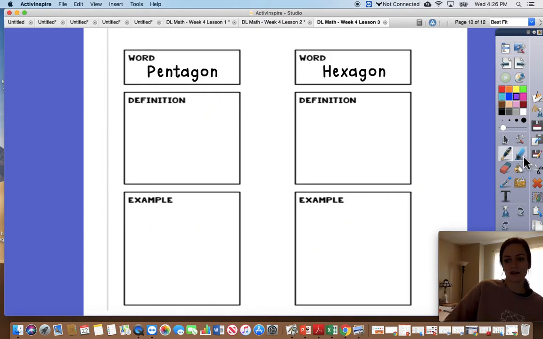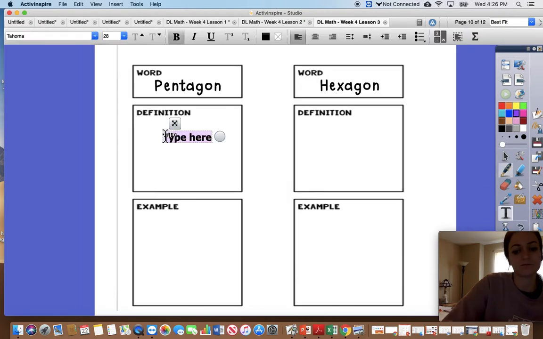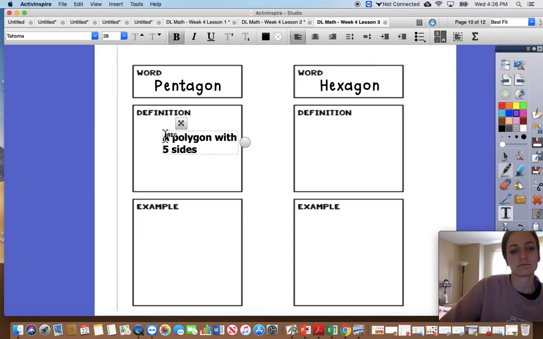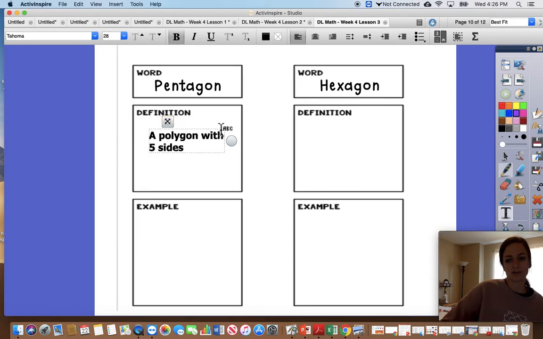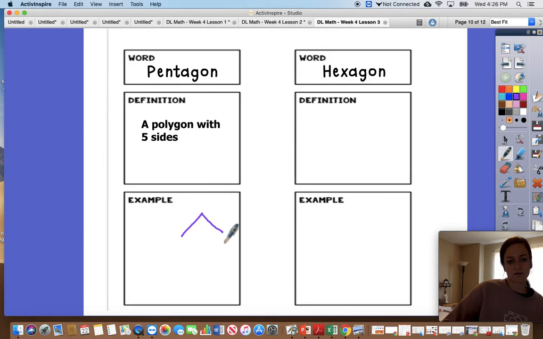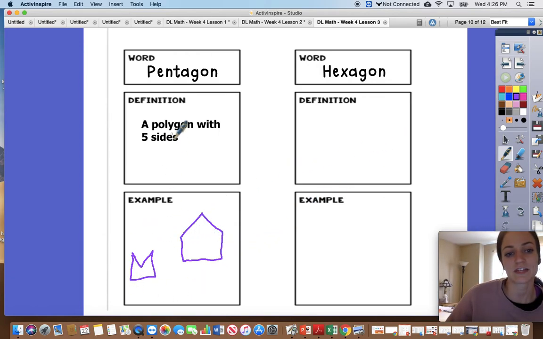Okay, pentagon. A pentagon is a polygon with 5 sides. Okay, and then you'll just draw some examples of pentagons. 1, 2, 3, 4, 5. I could do 1, 2, 3, 4, 5. That's a pentagon because that's 5 sides. Okay, so just draw some examples of ones that just have to have 5 sides.